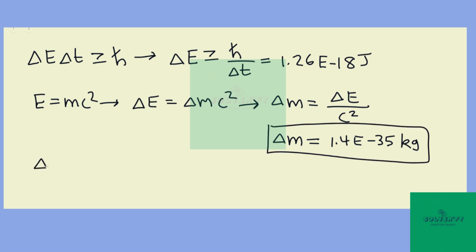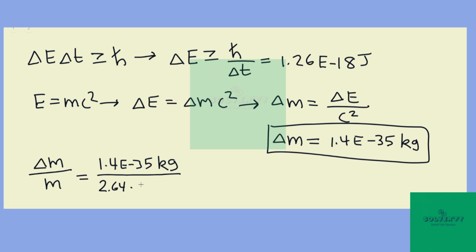Finally, we have delta M over M. We have our 1.4 times 10 to the negative 35 kilograms. We're dividing that by 2.64 times the mass of an electron, which is 9.1 times 10 to the negative 31. And we end up with a result of 5.8 times 10 to the negative 8.